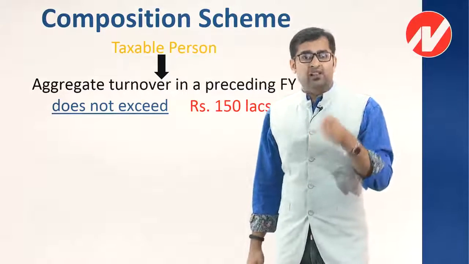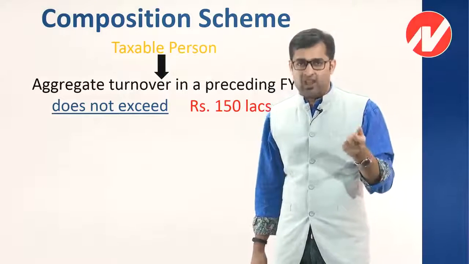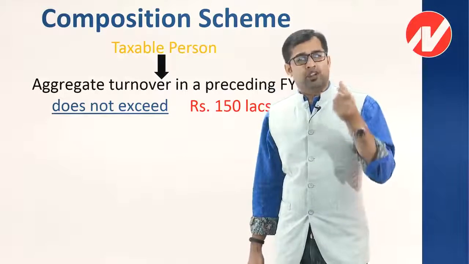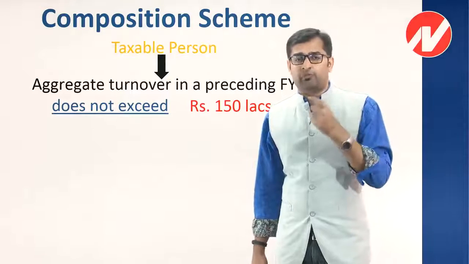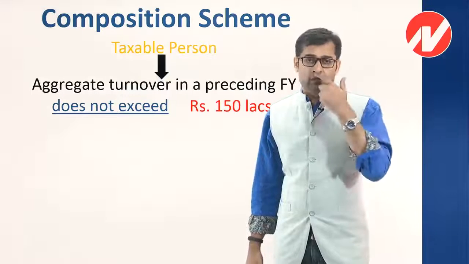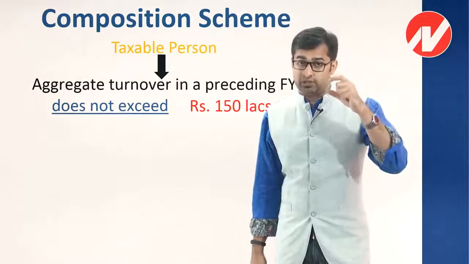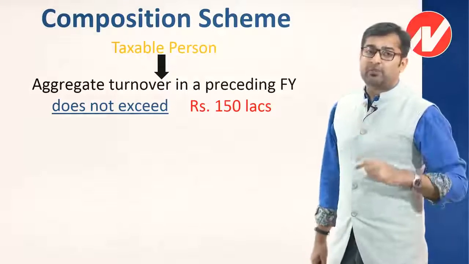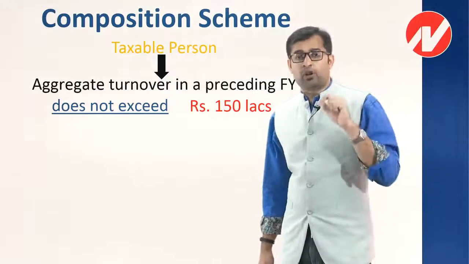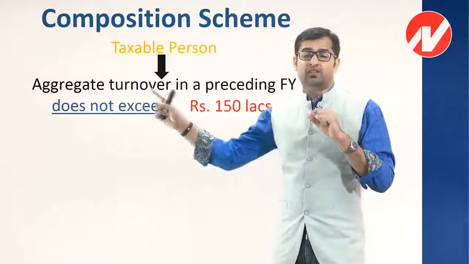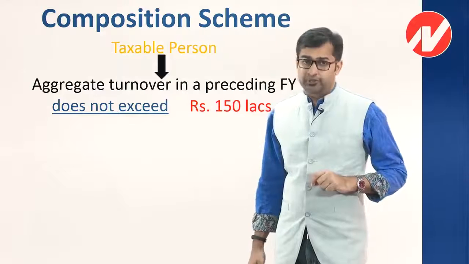So we will analyze whether one should follow or should not follow composition scheme. I have already told you a calculation in the last slide, but still there are certain points that we need to keep in mind at the time of deciding. But before we do that, there is one aspect which requires a lot of understanding and has very good importance. We use the words taxable person whose aggregate turnover in preceding financial year does not exceed 150 lakhs. The important point is, what do we mean by this term aggregate turnover? Which turnover will come in aggregate turnover? This is a very debatable issue.